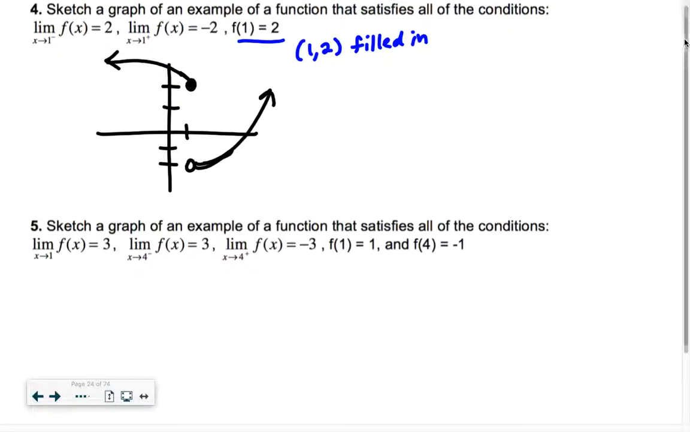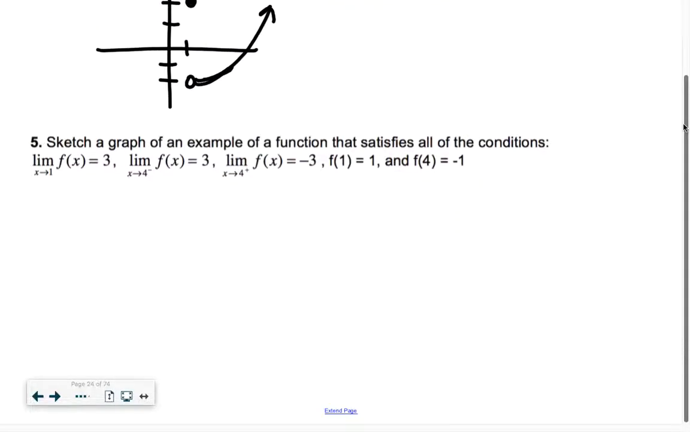All right, so the next one. It says sketch a graph of a function that satisfies: the limit as x goes to 1 is 3. We go to 4. It didn't say right or left, so we can do either direction, right? Both of those directions go towards 1. It doesn't matter if one of them's up and one of them's down. I don't care how you draw that.